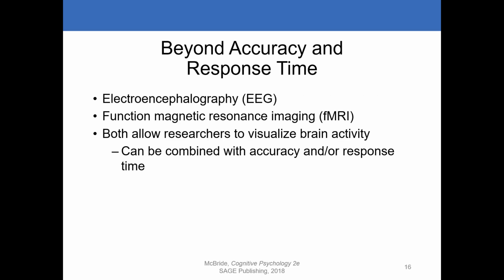One thing we often use for brain imaging is EEGs. You could also use functional magnetic resonance imaging, or fMRIs. Both of these allow researchers to visualize brain activity, and we'll get into more detail. We can also combine this with our accuracy research and our response time research, which we'll go into in much more detail in this lecture series.